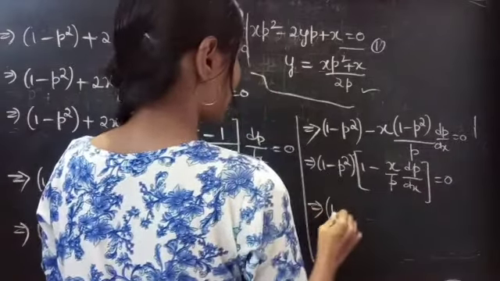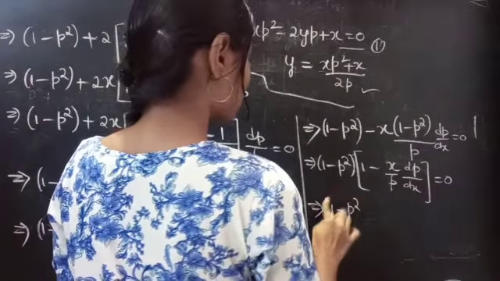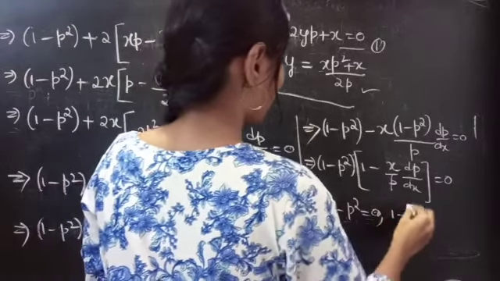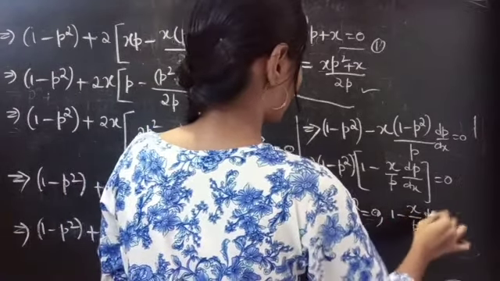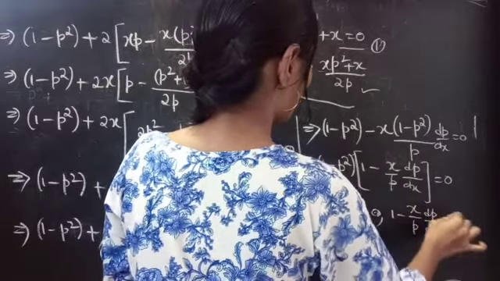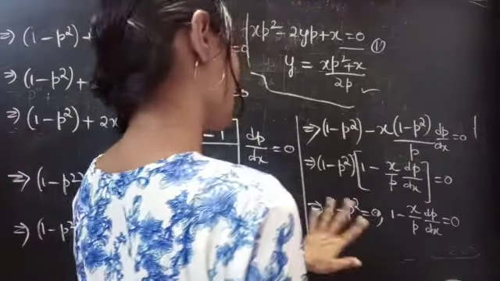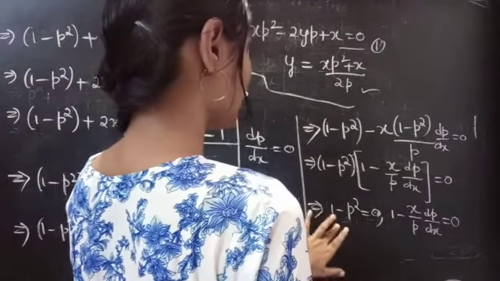So from this we'll get 1 minus p square equals 0 and 1 minus x by p into dp by dx equals 0. Here it does not contain any dp by dx, so definitely it will give a singular solution.